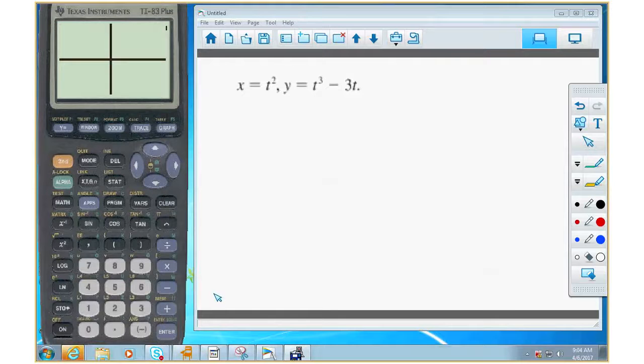I just want to get a feel of what it looks like. Okay. Now, just to show you eliminating the parameter, I want to show you because you might see it. And remember in algebra when you did solving systems of equations, you did substitution. That's what you're doing. So in this case, solve for t.